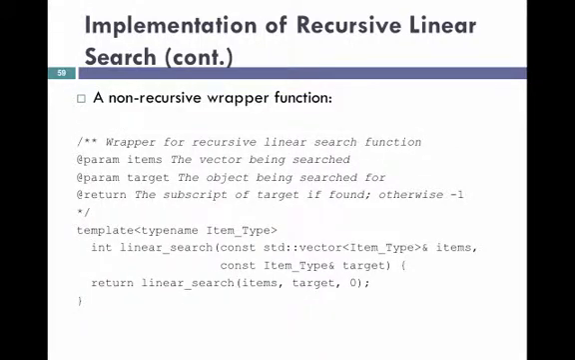Now we need a non-recursive wrapper function. It's a wrapper for the recursive linear search function. This takes just a vector and some items. What we do is call linear search, the 3-parameter case, where we'll have items, target, and 0, meaning this is where we're going to start our search. So this wrapper function gives us a high-level abstraction that a user could call to search for a target in a vector, and then we'll use this private function that we've defined to do the search, where we'll keep track of this third parameter. We'll keep track of where we are in our search in the vector.